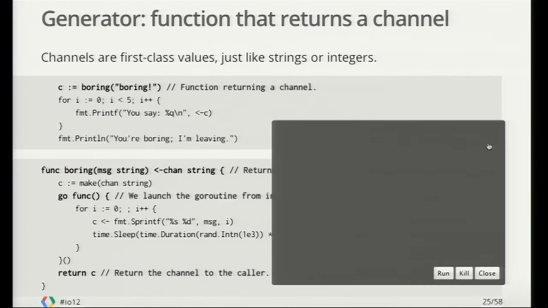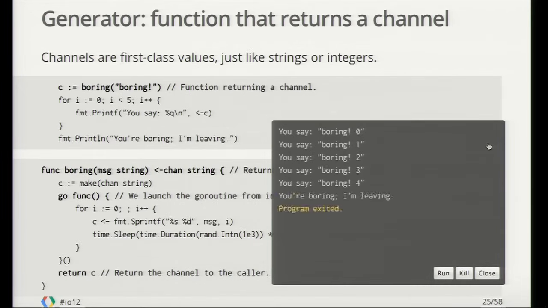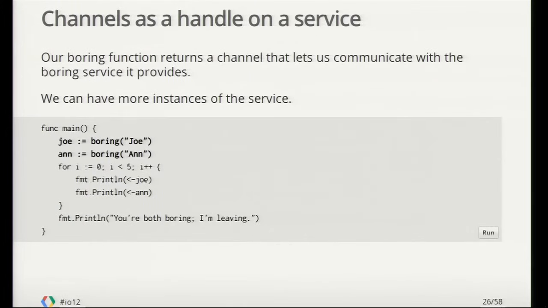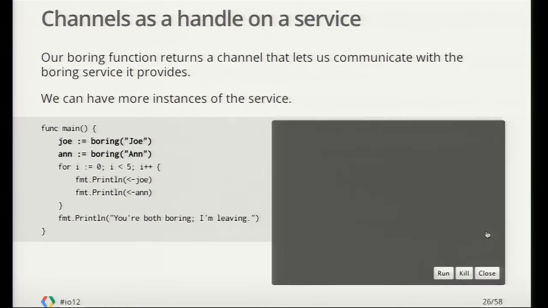So let's run that. This will behave exactly the same way, but now we've got a much nicer pattern for constructing this service, right? And in fact, this is very much like having a service. We could use multiple instances of this boring function, give them different names, and we have different services, each of which are talking to us. So here's a simple example where we actually launch the boring function twice, and then in the loop, just print a value from Joe and a value from Ann. And it's exactly the same boring function as previously, we're just using it in a different way.